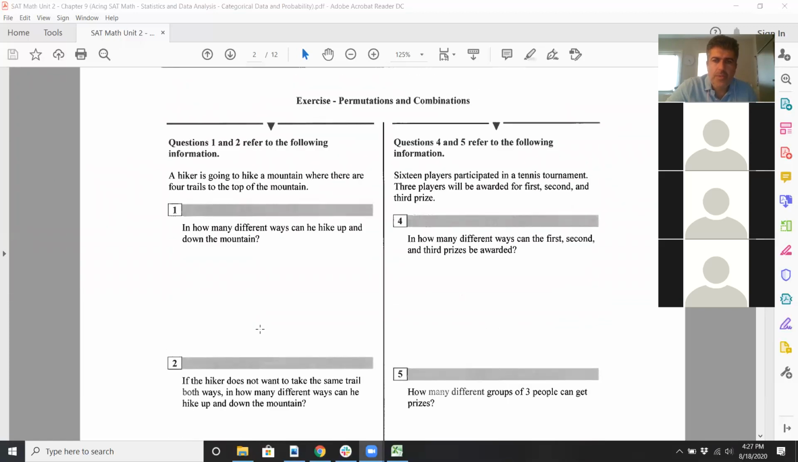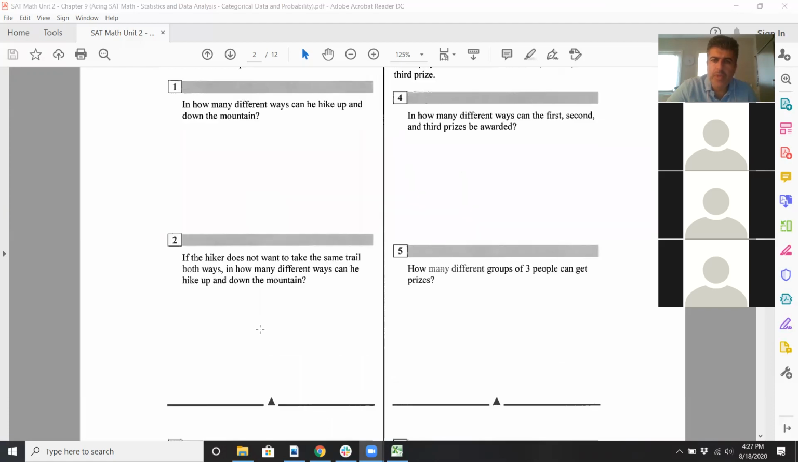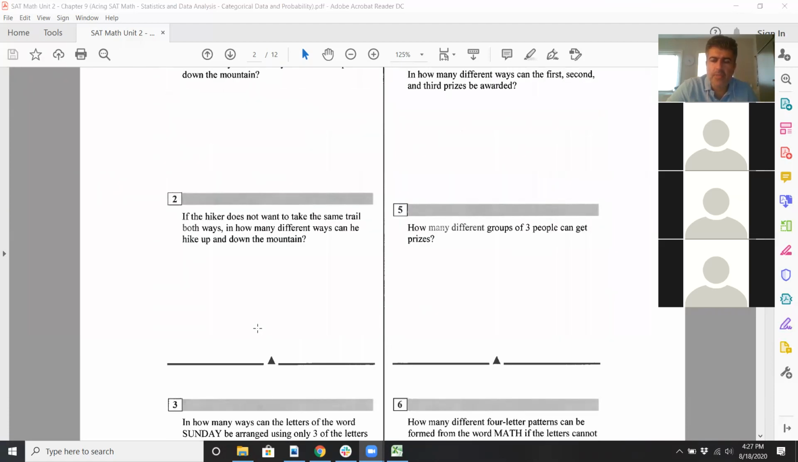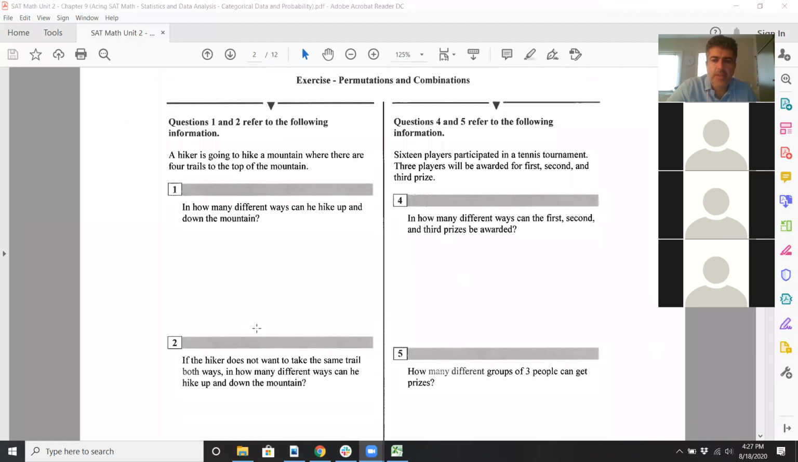So I'll do, I guess, 1, 2, 3 with you guys. And 4, 5, 6, I'll put you guys in groups. So a hiker's going to hike a mountain where there are 4 trails to the top. How many different ways can he hike up and down the mountain? So obviously there are 4 ways you can hike up and 4 ways you can hike down. So it's just 16 ways.